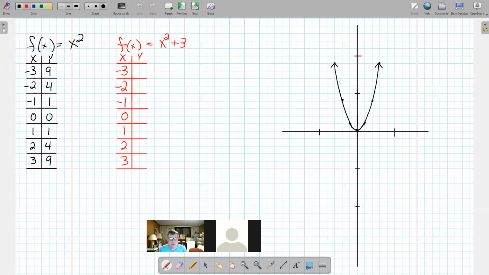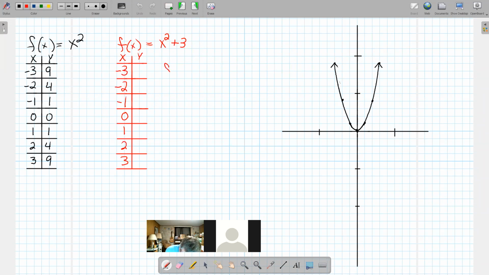Okay, let's go to the next example. Here we already have the graph of f of x equals x squared, and we see it over here. Now let's take a look at f of x equals x squared plus 3. So we're going to square the input and then add 3. Let's see what that's going to look like.